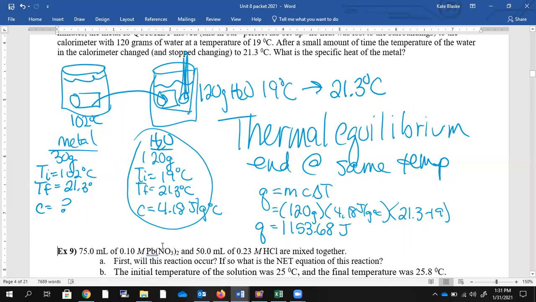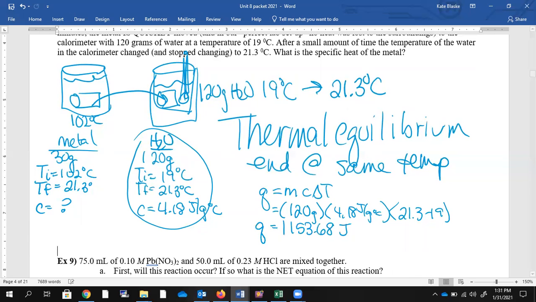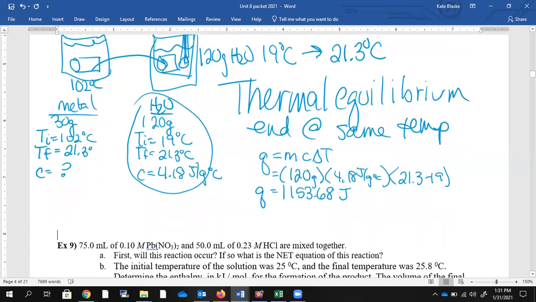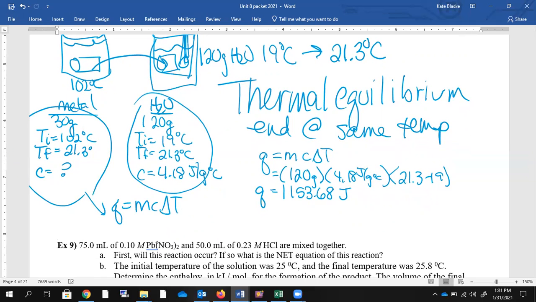Now, where did that heat go into the water from? Well, that heat had to go into the water from the metal. So my metal had to lose energy while my water gained energy. So for my metal now, its Q I already know. It has to be the same as the Q for my water, only the sign is going to be opposite. Because the energy went into the water, it needs to leave my metal.